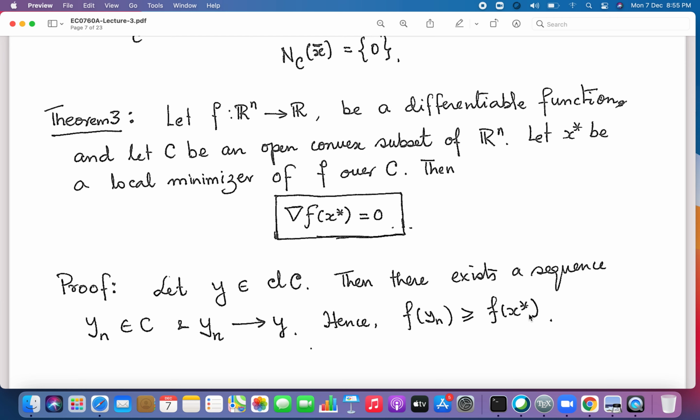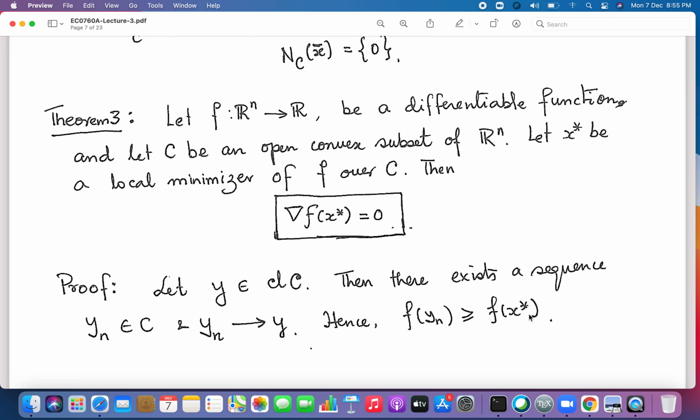Observe that now you take y to be in the closure of C. So there must be y_n in C, meaning from the interior of the closure, because C is a convex set. The interior of the closure is the interior itself, so C itself in this case. So there must be a sequence y_n which converges to y.